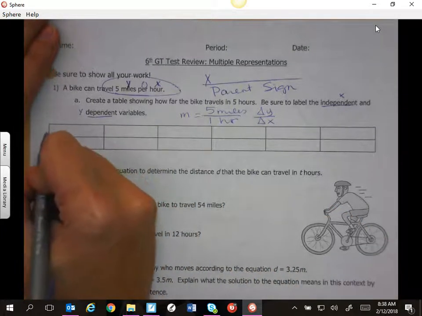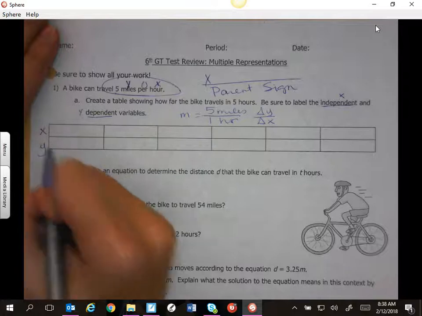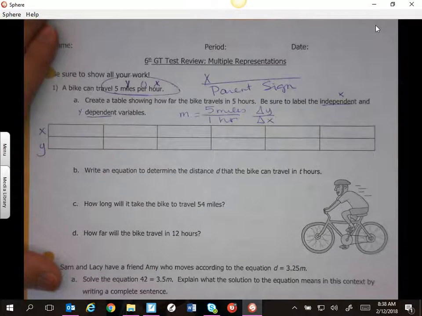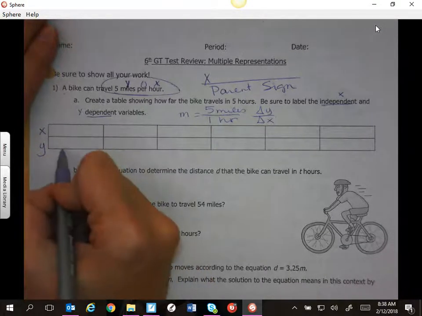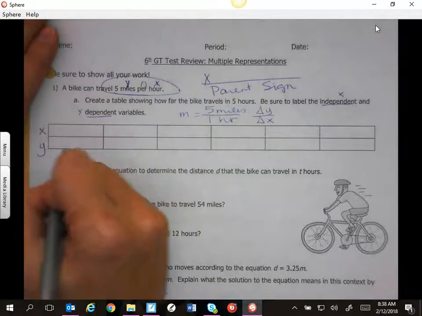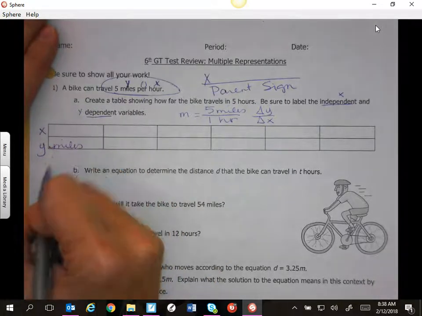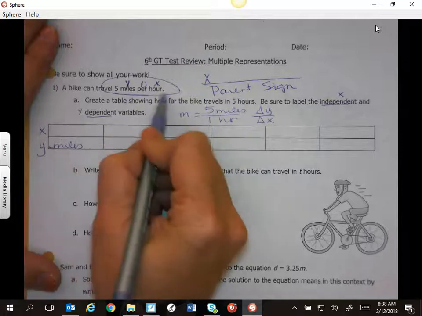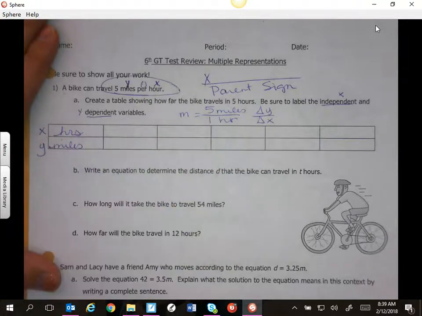So we know in a table, we learned it's always x when it's horizontal on top and y on the bottom for independent and dependent. And we know miles, this is our dependent, and hours is our x, our independent.